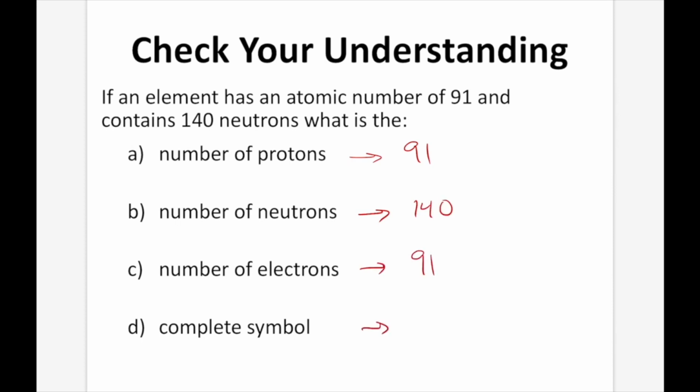And the complete symbol is going to be the symbol in the middle, which we have to look up on the periodic table. And when we look up the atomic number 91 on the periodic table, we find the symbol that corresponds is Pa. We're going to put the mass below. Now the mass is going to equal the protons plus neutrons. So we have 91 plus 140, which equals 231. So we write 231 below, and then we write the atomic number above, which is 91. And then we're done. And that concludes our lesson on atomic structure and notation.